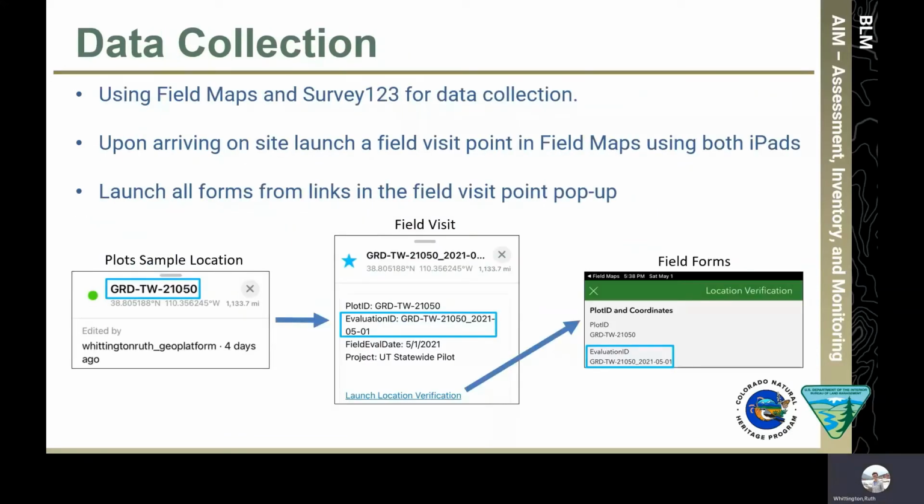When it comes to data collection itself, all data should start from a sample location in Field Maps. From this point, you'll then launch a field visit point with the iPads right next to each other to ensure identical information is entered into both iPads. Then, after saving this field visit point, a pop-up will open which will allow you to launch Survey123 forms. You can see this in the middle image on this slide, with the launch location verification form link at the bottom of that box. Field forms take pieces of information from the field point, including the evaluation ID.